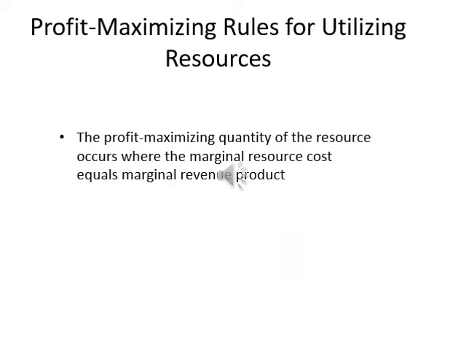Profit maximizing rules for utilizing resources. The profit maximizing quantity of the resource occurs where the marginal resource cost equals marginal revenue product.